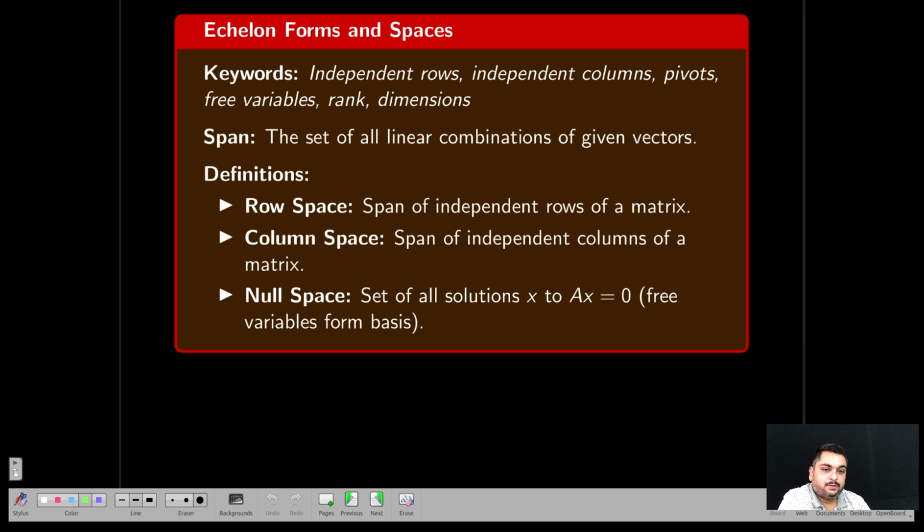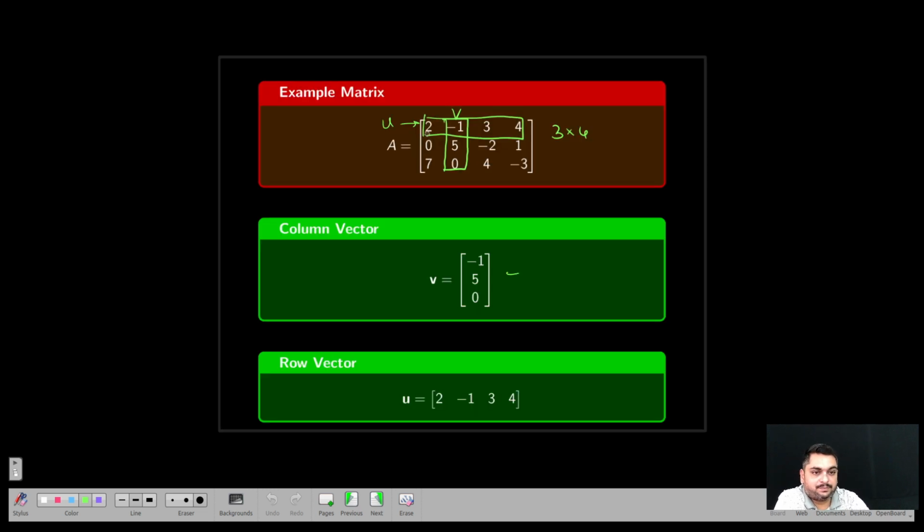Now we will be using some terms here, like span. Span is nothing but the set of all linear combinations of given vectors. In the previous example, if I take these four column vectors, I can write them like this, four column vectors. So this entire set we call the span. Okay, span. That is the meaning.